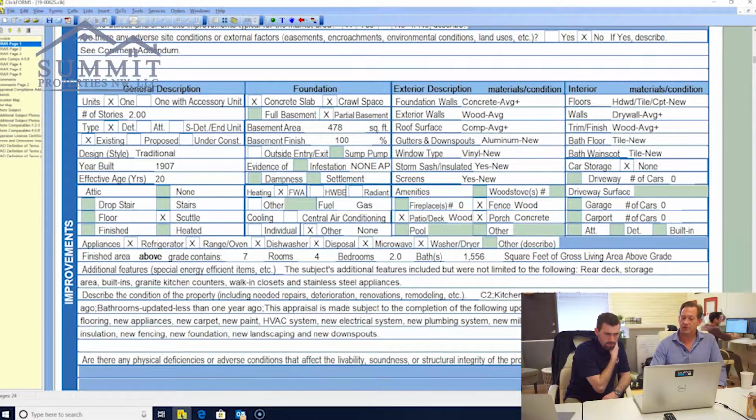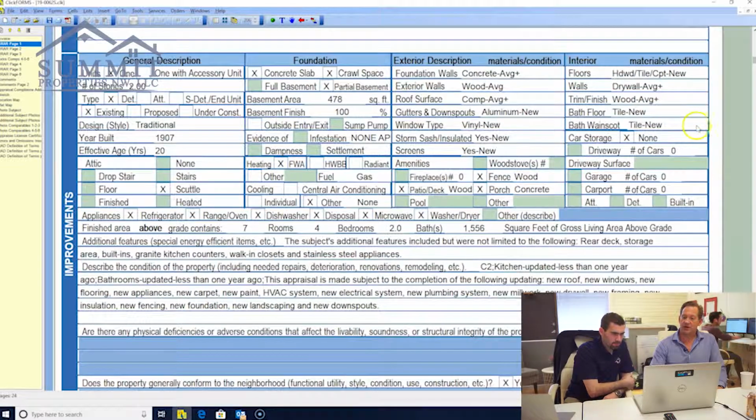So let's go up to here. Here's your interior surfaces. These are your exterior surfaces. Here's your car storage. This doesn't have a driveway. If it did, we'd put driveway here. It's probably just jammed on top of another project, and you just park in the street and walk up to the home.